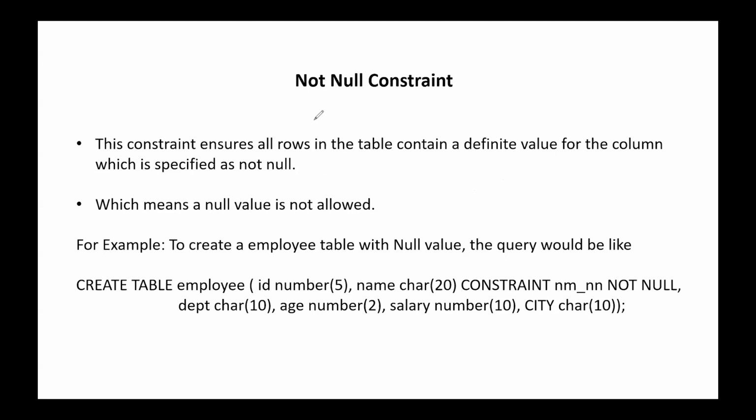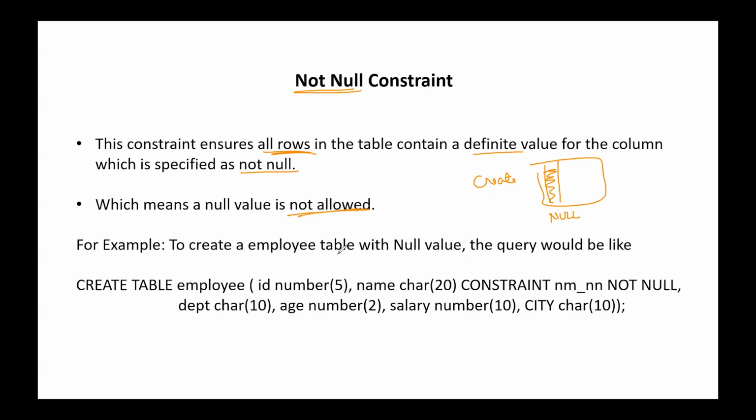So what exactly is this constraint? This constraint ensures that all rows in the table contain a definite value for the column which is specified as not null, which means to say that while creating a table, I can say that for a particular attribute, for a particular column in a table, this particular column cannot have null values. That constraint I'm putting says that you cannot enter a null value into this particular column. So that is what it is called a not null constraint, which means all null values are not allowed.